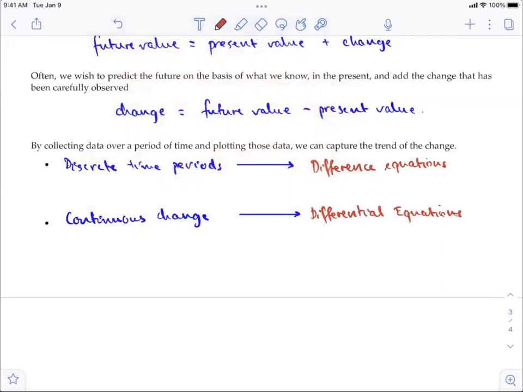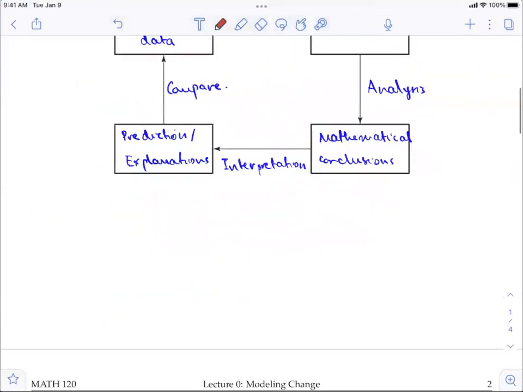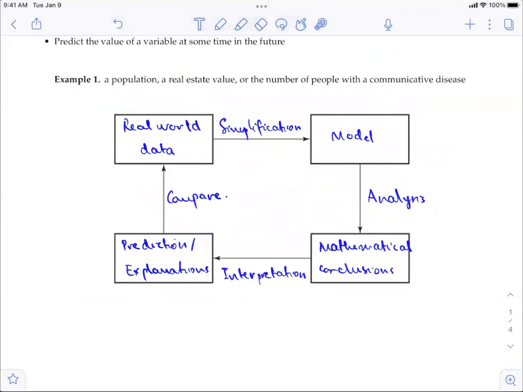Okay, so that's the idea for this particular lecture. I just want to give you a very brief introduction to math modeling. There are certain processes that you need to go through. You have the real world data, you make simplifications to come up with a simple model, and you use this model to analyze and come up with mathematical results. You can interpret the results to make explanations and predictions. Then again you compare these predictions with the real world data, and modify the model to make it more accurate.